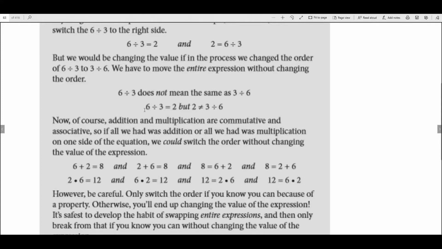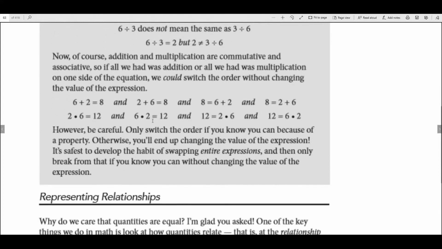Remember that. Now, of course, addition and multiplication are commutative and associative. So if all we had was addition or all we had was multiplication on one side of the equation, you can switch the order without changing that value. See, 6 plus 2 equals 8 and 2 plus 6 equals 8. And 8 equals 6 plus 2 and 8 equals 2 plus 6. And same thing with multiplication. Those two, you can change the orders and it doesn't matter because they are commutative and associative.